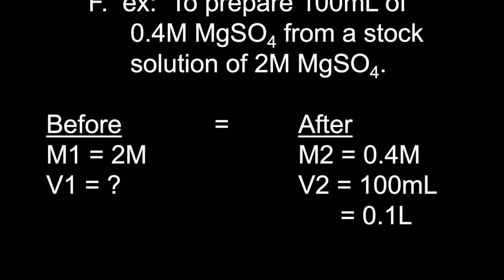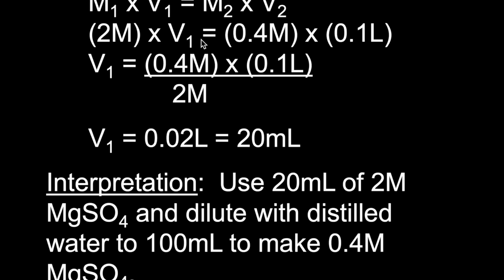So the way that you go about doing this is, again, you set up the equation M1 V1 is equal to M2 V2, or C1 times V1 is equal to C2 times V2, and you just plug in the values. Initially the concentration is 2 molar. I don't know how much material is needed here, but in the end I want a 0.4 molar and I want 100 milliliters. But you have to convert 100 milliliters into liters, which is 0.1 liters. And you're just solving for V1.